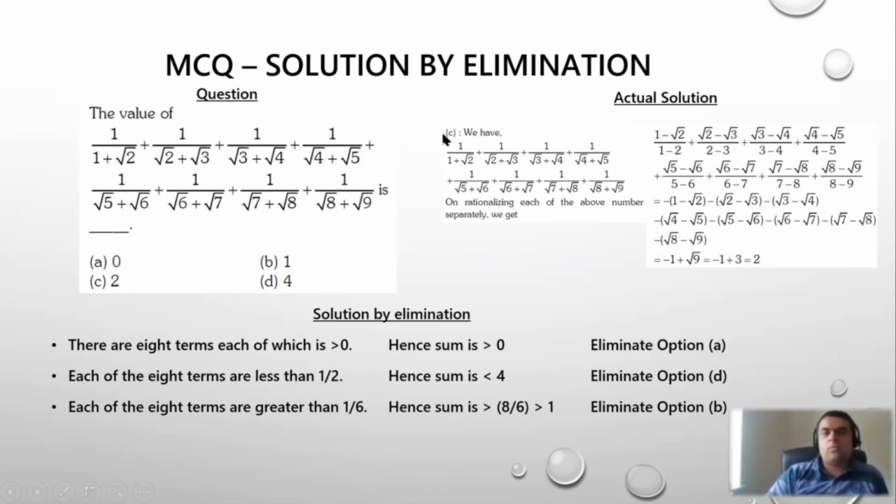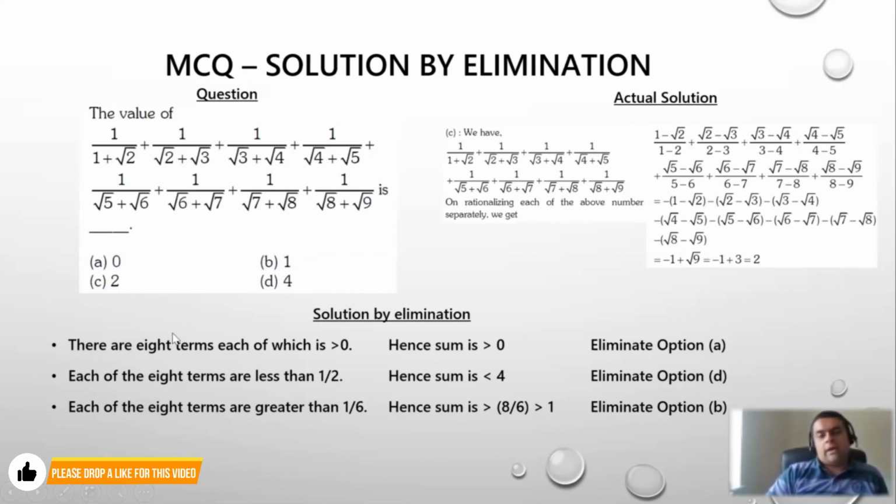So this is how you solve a multiple choice question where it is possible by the benefit of the options. If you are able to eliminate, then you are able to at least get rid of some of the obvious wrong answers. For example, if you see the third option where you say each of the terms is greater than 1 by 6, then this will automatically eliminate the first option also, because obviously if it is greater than 1 by 6 or greater than 1, obviously it is greater than 0.